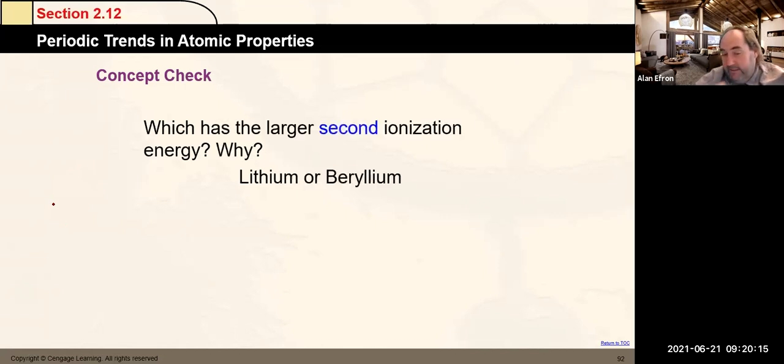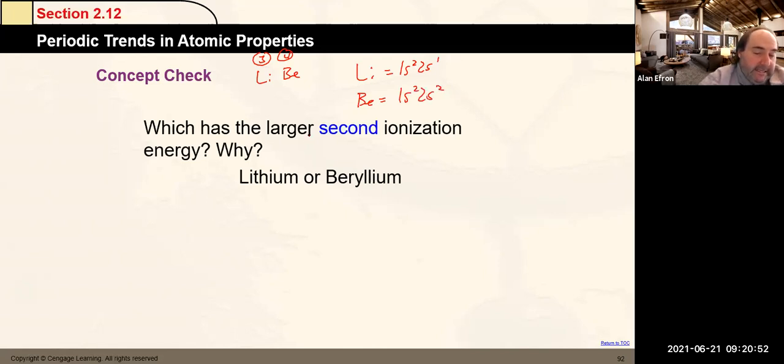Which one would have the larger second ionization energy, lithium or beryllium? What do we mean by this? If we think about lithium and beryllium, they are neighbors on the periodic table, lithium being 3 and beryllium being 4. Let's think about the electron configuration for each. Lithium is 1s2, 2s1, and beryllium would be 1s2, 2s2.